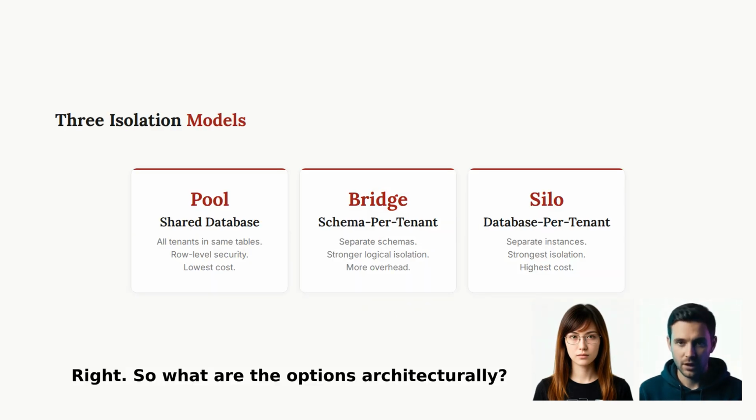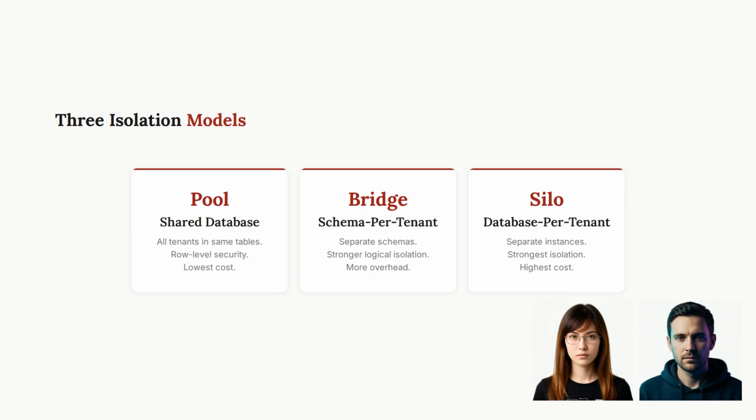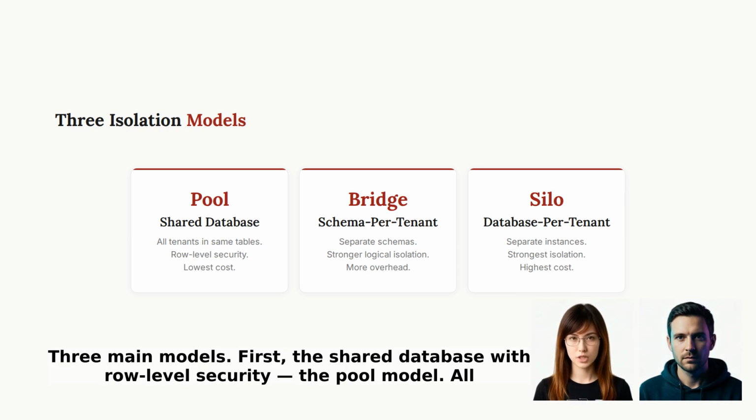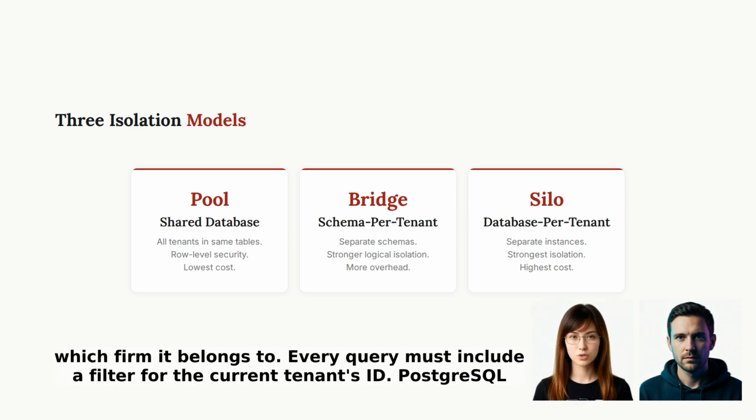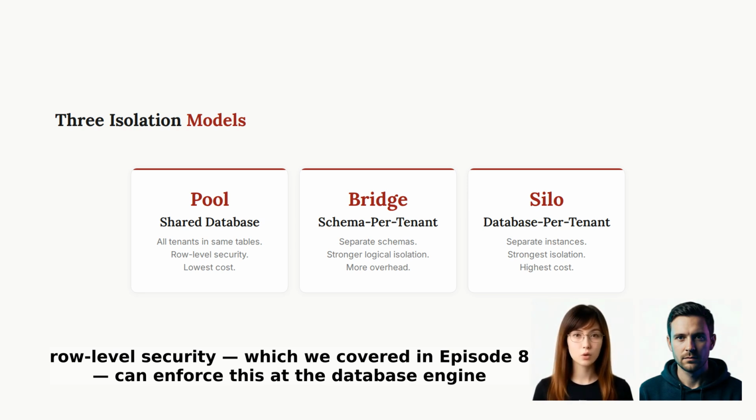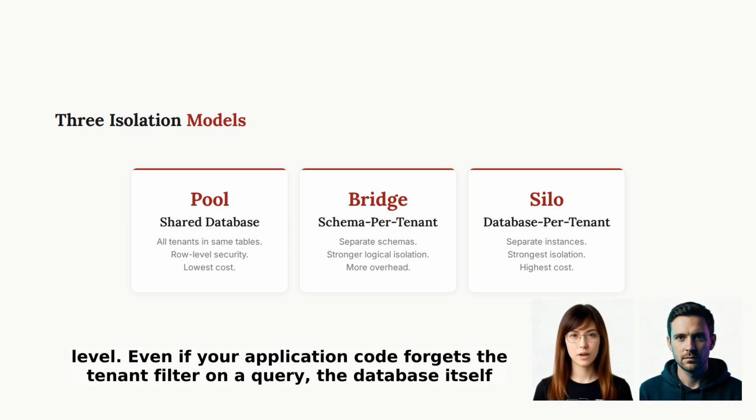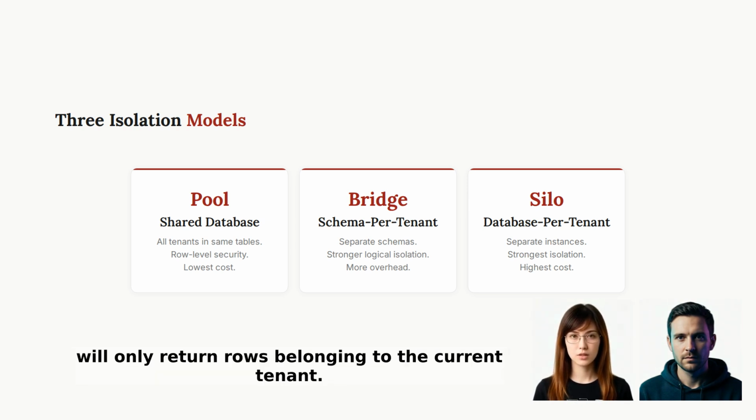Right. So what are the options architecturally? Three main models. First, a shared database with row-level security. The pool model. All firms' data lives in the same database tables. Every row has a tenant ID column that identifies which firm it belongs to. Every query must include a filter for the current tenant's ID. PostgreSQL row-level security, which we covered in episode 8, can enforce this at the database engine level. Even if your application code forgets the tenant filter on a query, the database itself will only return rows belonging to the current tenant.